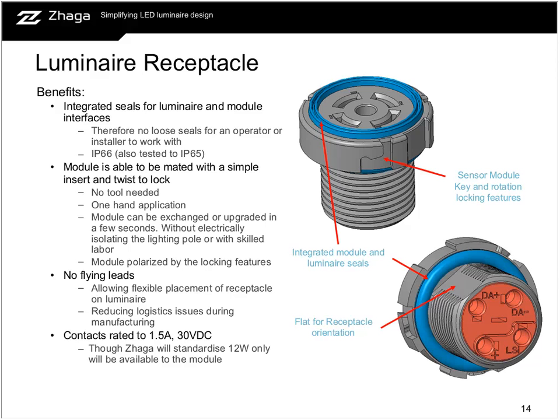And this concept here shows that we won't be supplying with flying leads, so allowing for flexible placement of the receptacle on the luminaire and possibly reducing logistics issues with different wire lengths in the manufacturing. Contacts will be rated to 1.5 amps and 30 volts, although through Zhaga we will specify a maximum 12 watts into the module. And we'll be interested to hear your feedback on whether you feel that 12 watts is enough to power whatever intelligence you wish to put into a module.